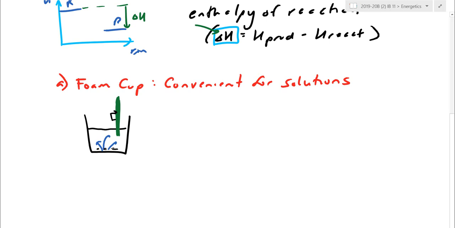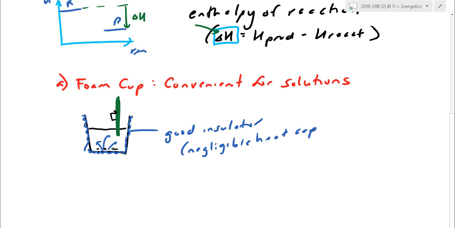What's so important about a foam cup here? We saw a little bit in yesterday's lesson. Heat loss to the surroundings will always be the biggest problem. So foam is a nice insulator, a good insulator. It's not perfect, right? We can mimic an isolated system, but we're never going to get a 100% isolated system. Good insulator, and it's going to have a negligible heat capacity.